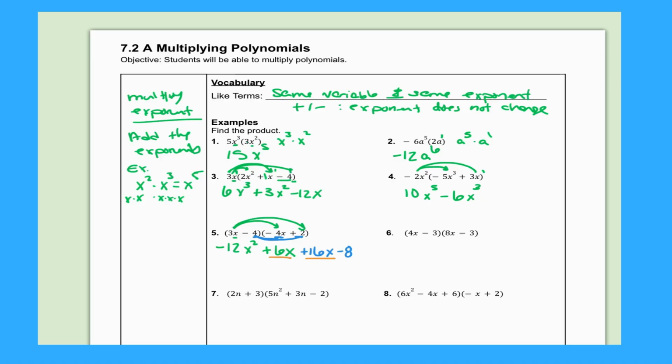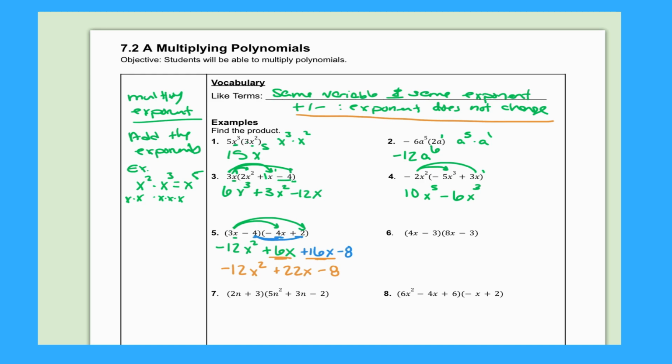And remember, when we're adding and subtracting, which is what we're doing here in combining like terms, the exponent does not change. So I'm going to keep that negative 12x squared. I'm going to combine these like terms. So 6x plus 16x is 22x. And then I still have that minus 8. So I've just combined these like terms.